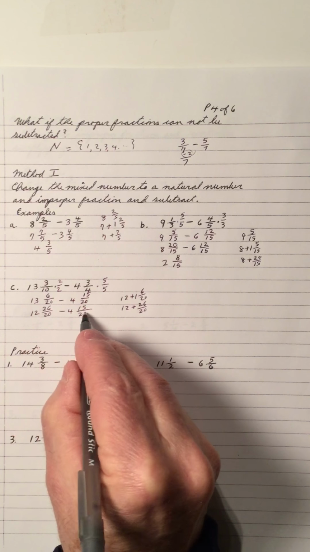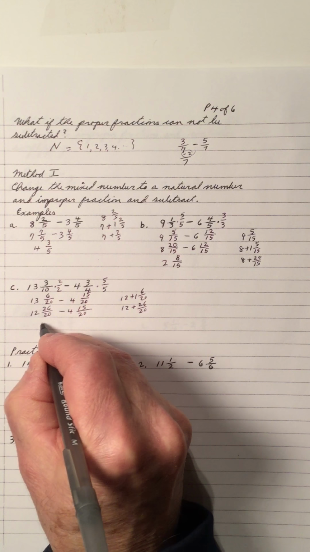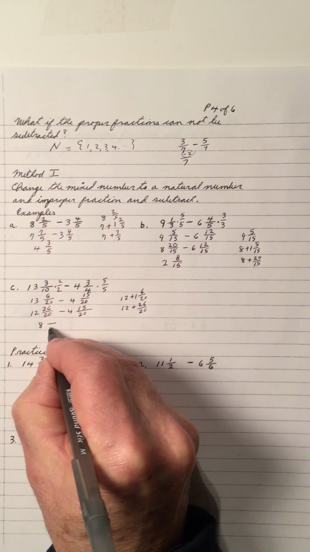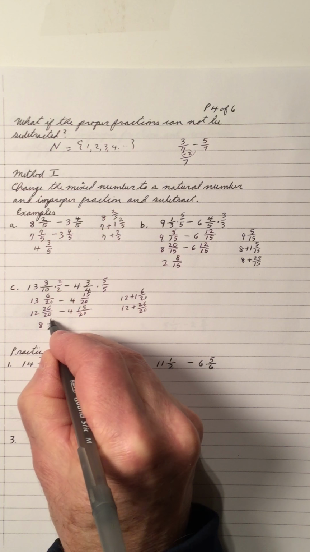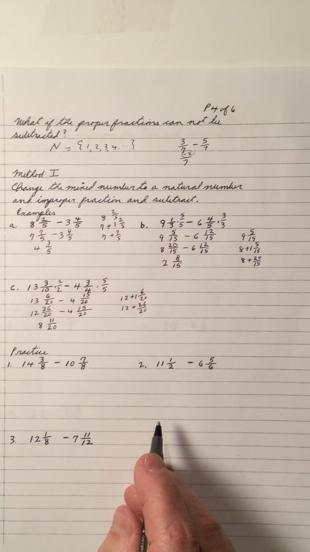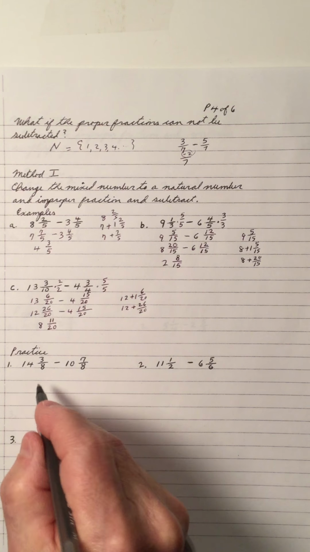Notice now I'm able to subtract. 26 take away 15. Great. 12 subtract 4 is 8. Common denominator is 20. 26 subtract 15 is 11. 11 is prime, so it can't reduce. So you try these two. Pause, work them out, press play, come back, see if you're right.